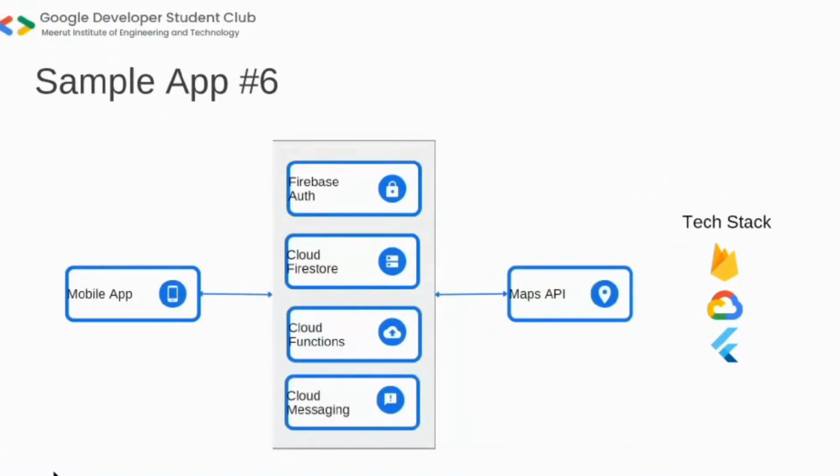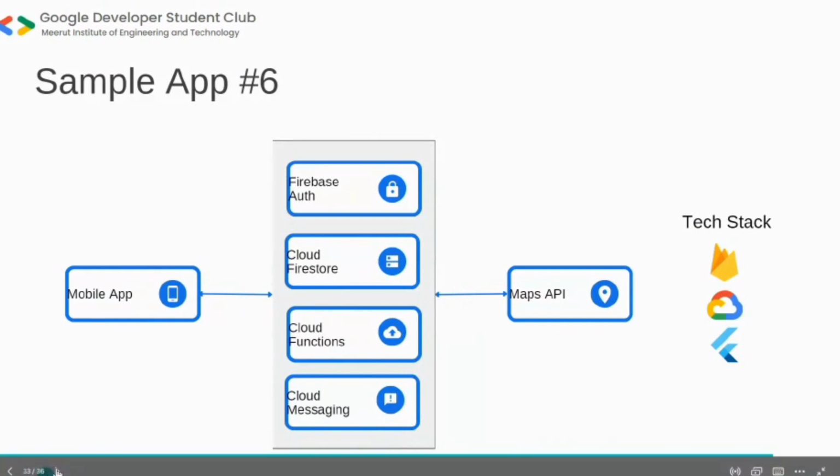Now, another example is of a mobile app using technology which we have already discussed, like Firebase authentication, cloud storage, etc. The unique tech stack here is Maps API, which you are already familiar with. That is Google Maps, through which you can give your app the functionality of Google Maps to access the location of a particular organization or whatever you want to get.